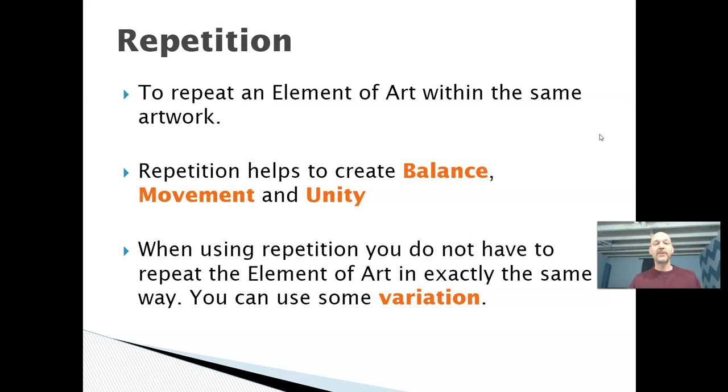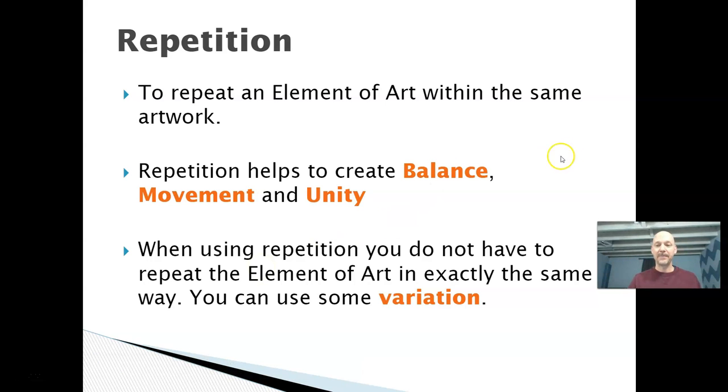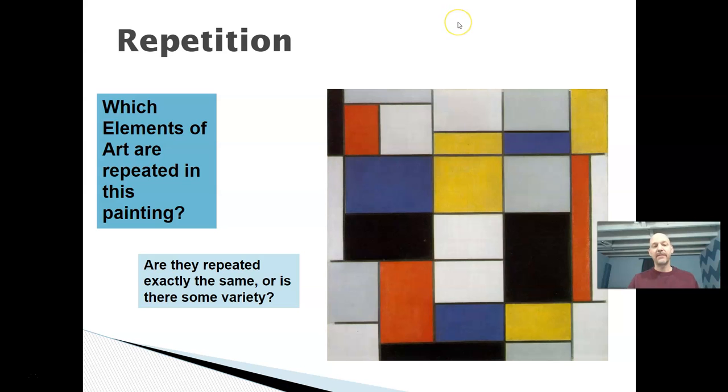So we're going to talk about repetition. Now repetition is repeating an element within that work of art. And we use repetition to create balance. We can use repetition to create movement. We can use repetition to create unity or harmony. We can repeat things. When we repeat things, we don't have to repeat them exactly the same. And that's critical because we can add variation.